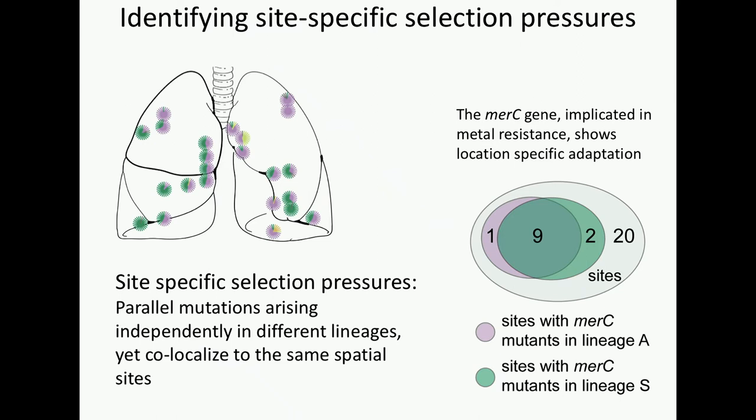The answer is that mostly, not always, but mostly, every site that we looked at, even the tiniest 1 millimeter biopsy, actually contains diversity that almost represents the entire diversity of the lung. It's not separated into lobes, it's not separated into the two lungs. There are some sites, like in here, that are clonal for one of the lineages, but mostly sites tend to be diverse and contain clones representing those different coexisting lineages.